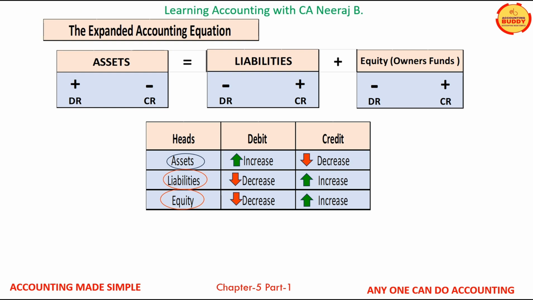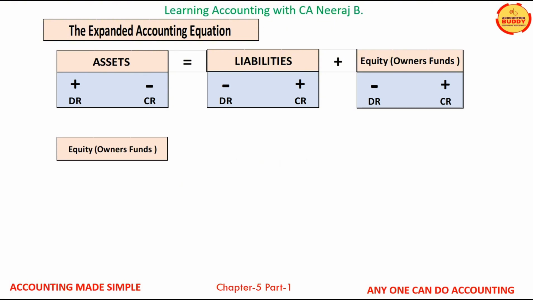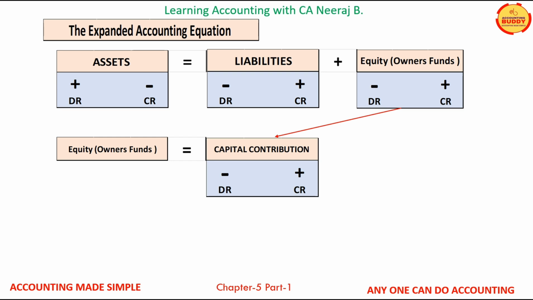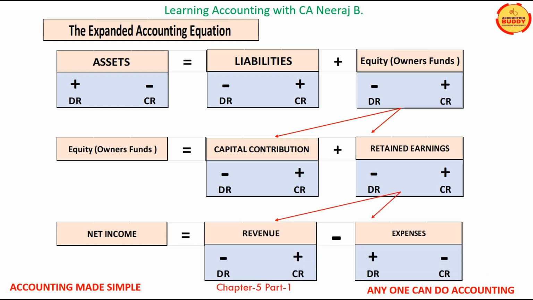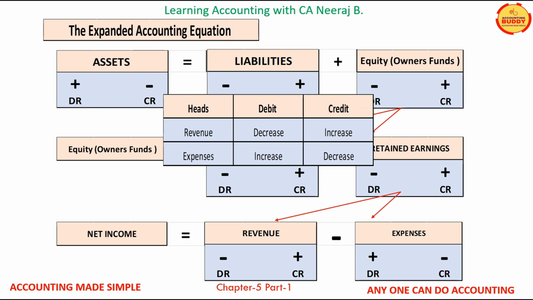Now let us further elaborate owner's equity. Owner's equity includes the amount of capital contributed by the owners plus the retained earnings balance appearing in the balance sheet of the business. Let us now understand the term retained earnings. Retained earnings is the balance of the net income, that is the total revenue minus expenses, which is undistributed to the owners as dividend. This table is also very important for us to remember.